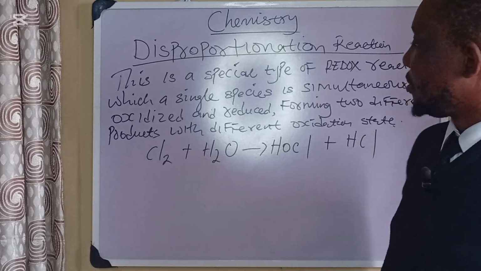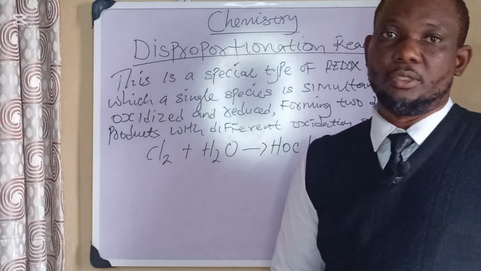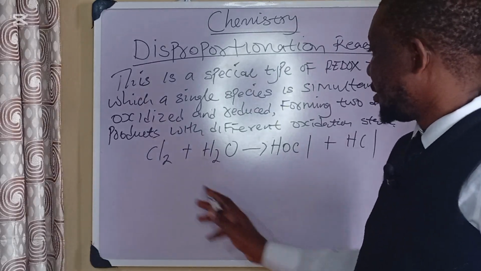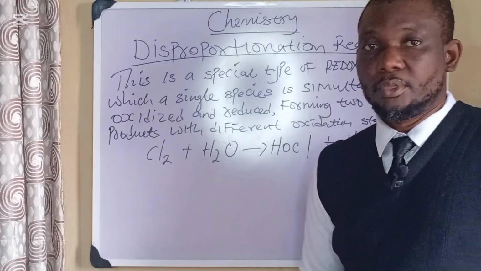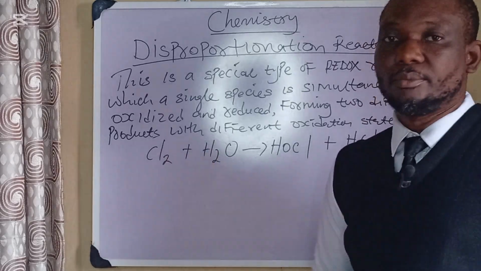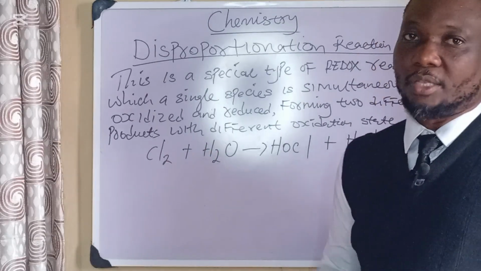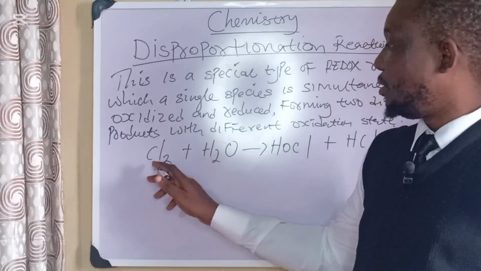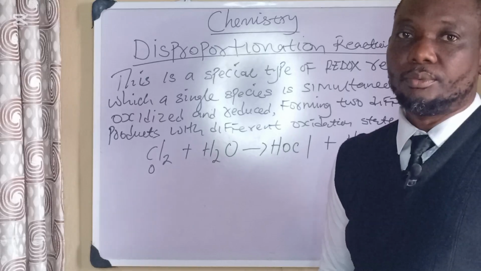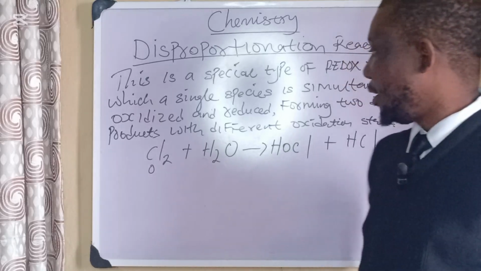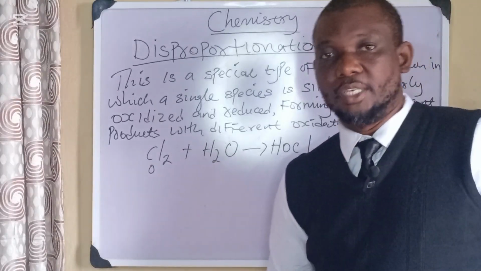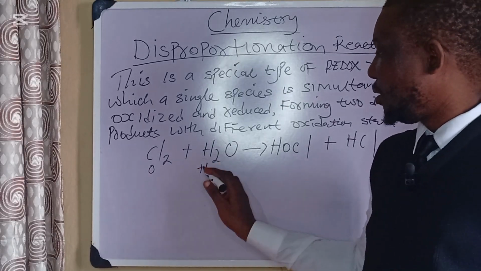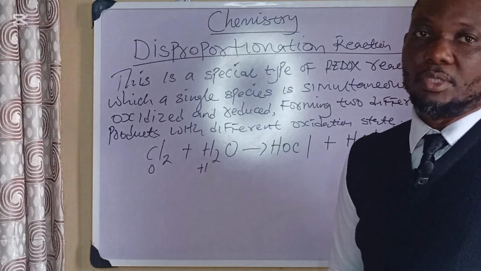So in this disproportionation reaction, we'll find out the oxidation number of chlorine. In this particular reaction, the chlorine atom is not combined with another species, so it's just a chlorine atom. So its oxidation state is always assigned to be zero since it's a free element. In this case, the oxidation state of hydrogen is plus one. I will just write plus one right here because it's combined with another atom.